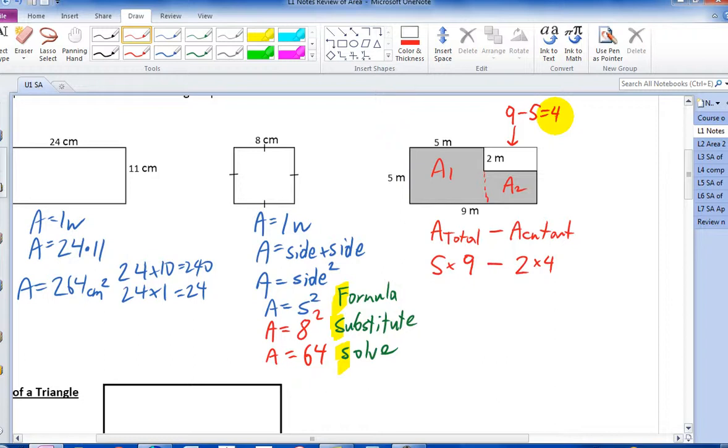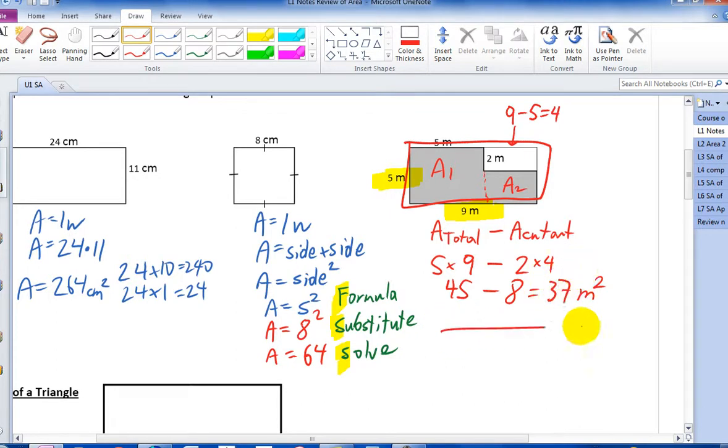Okay, so if you're going to do the cutout shape, you have to do a subtraction to figure out the dimension. So you have to be careful with that. Okay. So the area of the entire shape is 9 meters by 5 meters, which is 45. And then you subtract the area of the cutout, which is 8. So how many square meters are there? 37? Okay. So that's method 1.